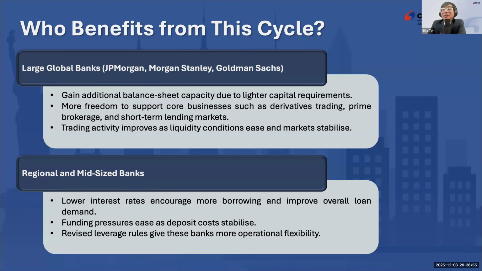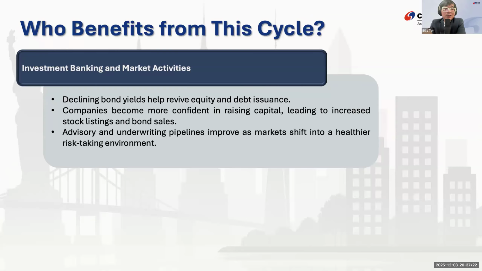So who will benefit from this cycle in this space? The large global banks like your JP Morgan, your Morgan Stanley, your Goldman Sachs, they will benefit from that. The regional and mid-sized banks will also benefit from that because the lower interest rate encourages more borrowing and improves the overall loan demand. So there will be some funding pressure, but it will ease as deposit cost stabilizes. We do think that the revised leverage rules will also give these banks a lot more operational flexibility under the Trump administration. And last but not least, the investment bankers and market activities.